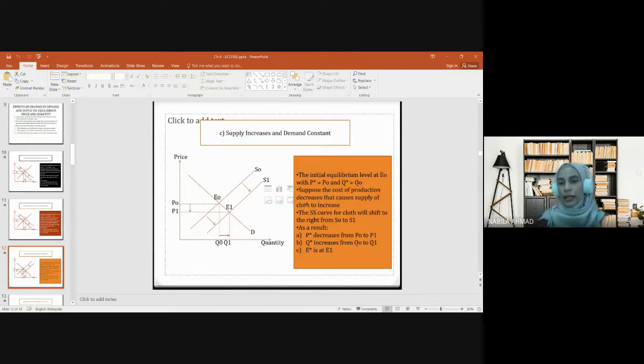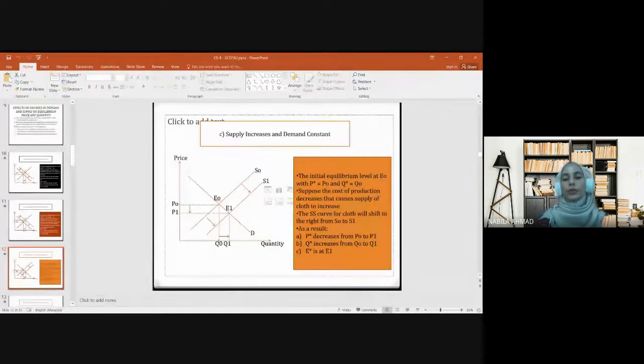Kalau situasi sini cloth. So when the cost reduce, the supply increase. So supply curve will shift to the right. So from S0 dia shift to the right, to S1. So apakah effect after the shift? The price reduces from P0 to P1 and quantity increases from Q0 to Q1.